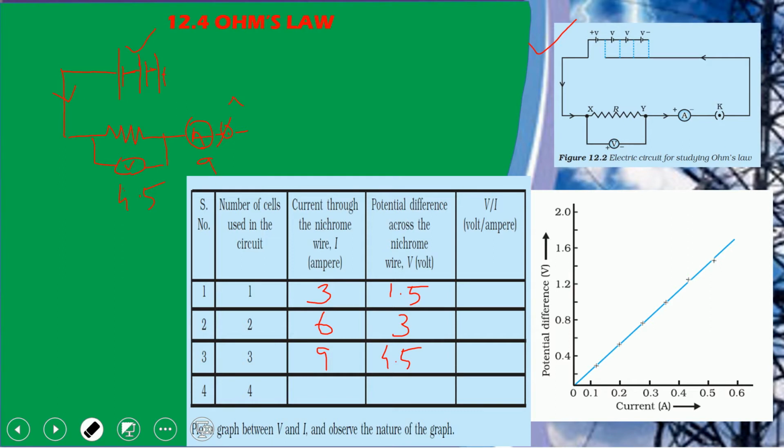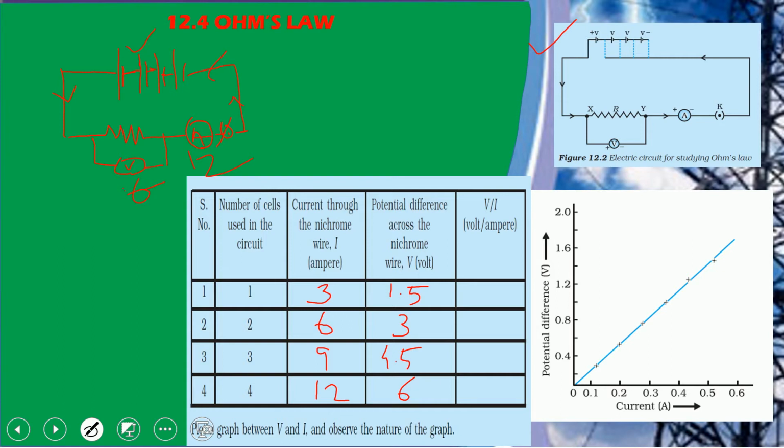Now I am going to connect one more cell. So now the voltmeter will show 6 and the ammeter will show 12. So it is 6 and here it will become 12. Now see, you got readings like this.